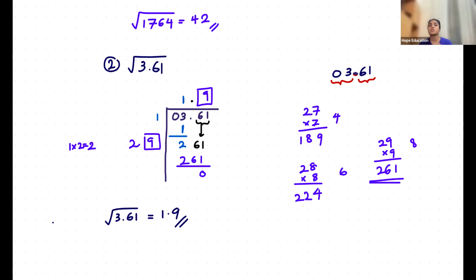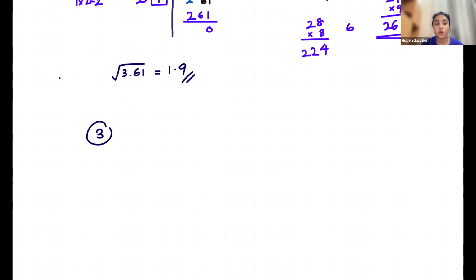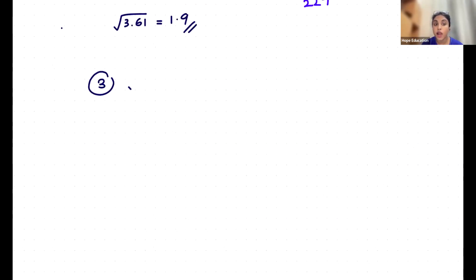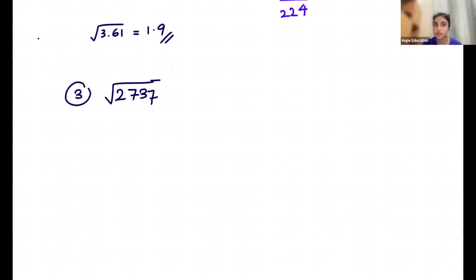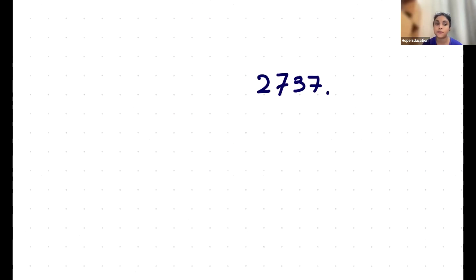Okay, let's move on to our next example, Example 3. We are going to discuss the square root of 2737. This is pretty clear for us. We have to break it into pairs of 2 digits. If you take 2737, you can't see any decimal point. That means the decimal point is at the very end.